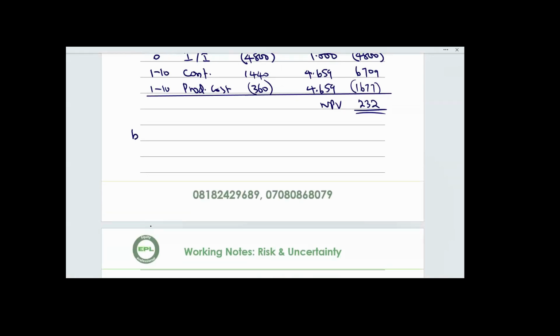The B part says you should calculate sensitivity margin. So I will say calculating sensitivity. You can see in the question's requirements, the examiner did not mention that you should calculate sensitivity margin, but it is implied because the examiner wants you to calculate the tolerable level, which means sensitivity margin.